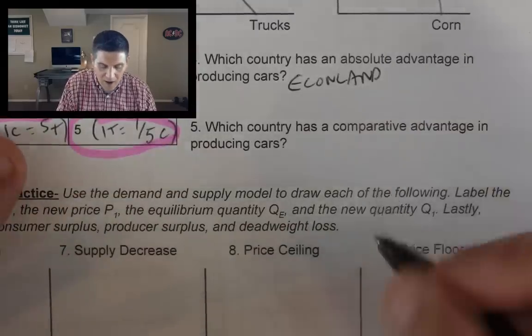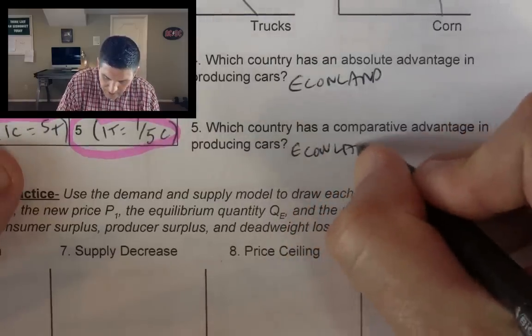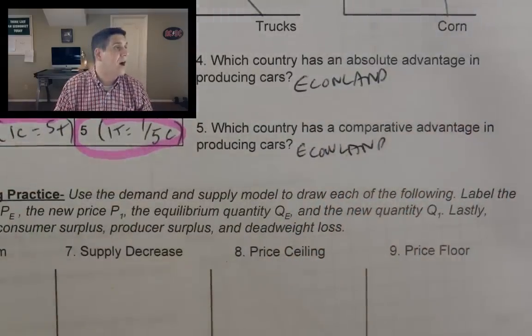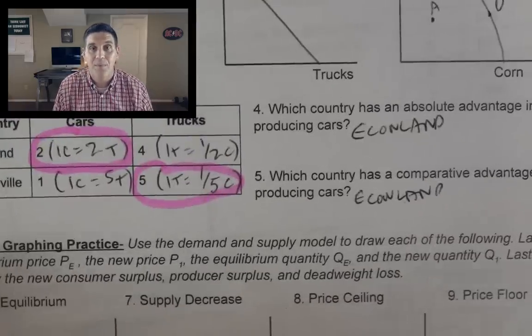So to answer the question, which country has a comparative advantage in production of cars? Well, this one is Econ Land, because they have a lower opportunity cost, and a lower opportunity cost means you have a comparative advantage. So it's that simple, done, there it is.